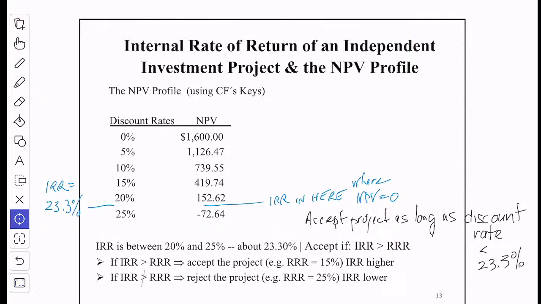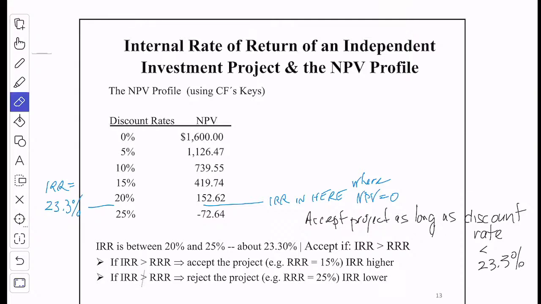accept the project as long as you've met the expectation. You have, the discount rate is smaller than what you got for the internal rate of return. So you accept the project, and another way to say it, as long as the internal rate of return exceeds what you require, accept the project.